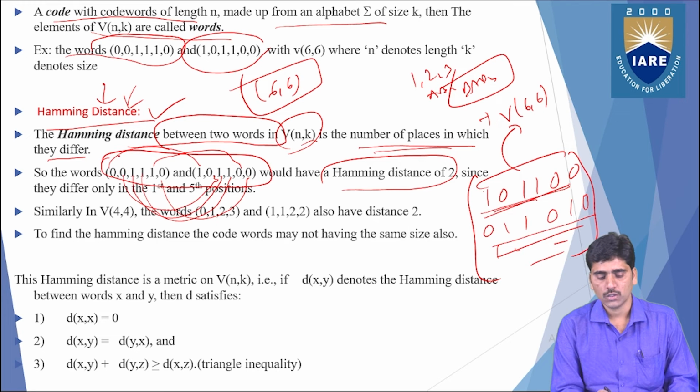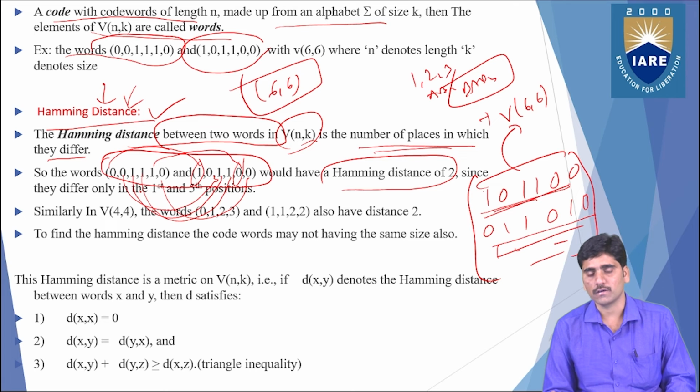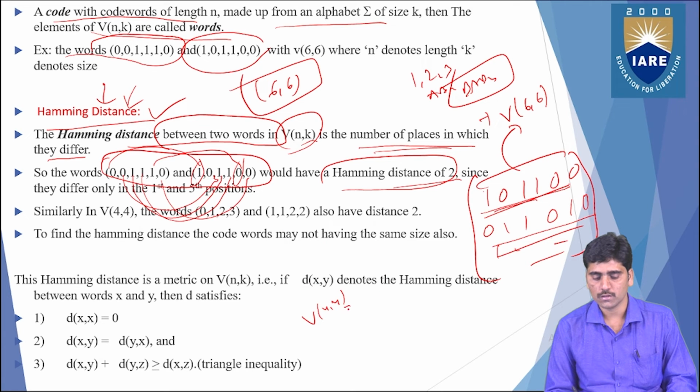So that means totally we are having two places that differ. They got differed, so this 2 is the Hamming distance. Similarly, you can say one more example. The code words are v of 4 comma 4: 0 comma 1 comma 2 comma 3 and 1 comma 1 comma 2 comma 2.